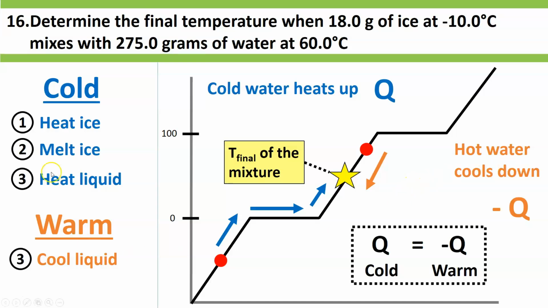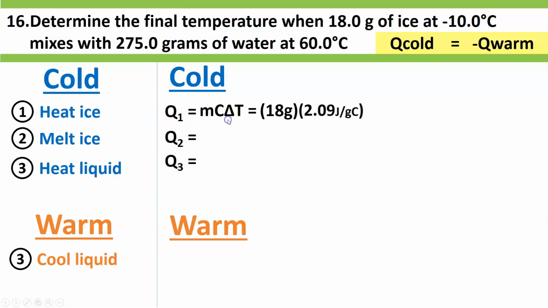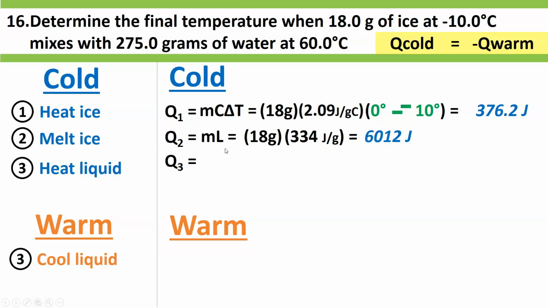Now we're going to figure out which equations to use, and we're going to plug them into the Q equals negative Q calorimetry concept. So we're going to have Q1, Q2, Q3. We're going to do an mcΔT, an mL, and another mcΔT.